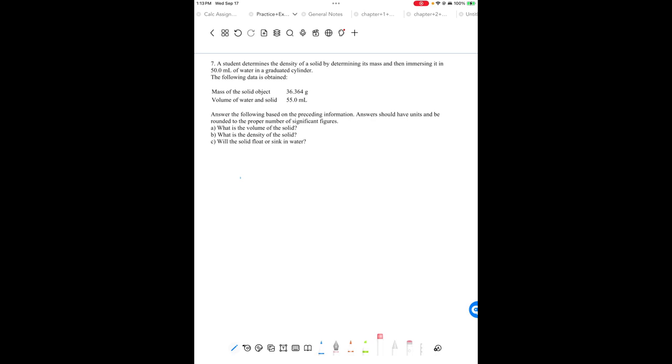Okay, so question 7 is a density question. And it says a student determines the density of a solid by determining its mass. So we weighed it on a scale and we know its mass. And then it's put into 50 milliliters of water in a graduated cylinder. So we know the mass of the solid object because it was weighed. And we know the volume of the water and the solid together. And we know the initial water.